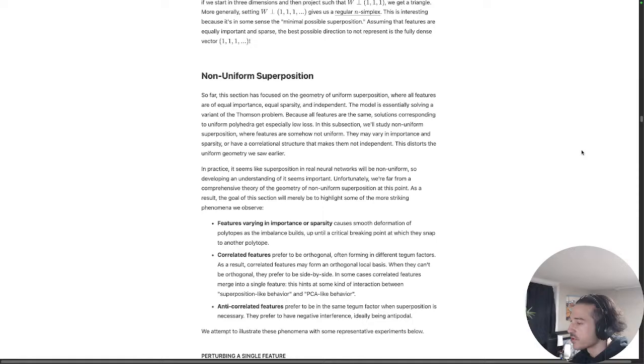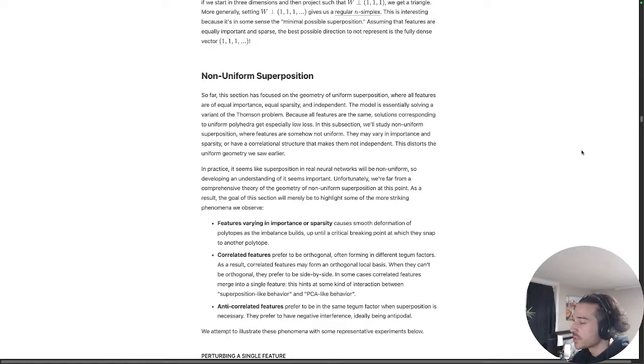Correlated features prefer to be orthogonal, often forming in different Tegum factors. As a result, correlated features may form an orthogonal local basis. When they can't be orthogonal, they prefer to be side by side. In some cases, correlated features merge into a single feature. This hints at some kind of interaction between superposition-like behavior and PCA-like behavior.